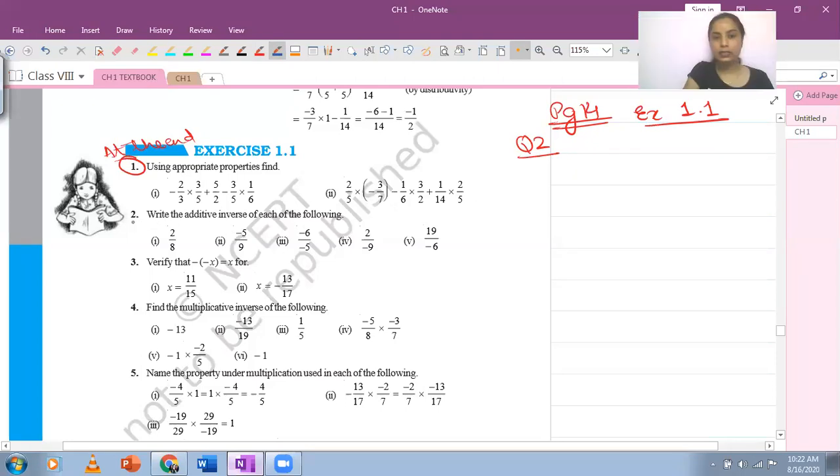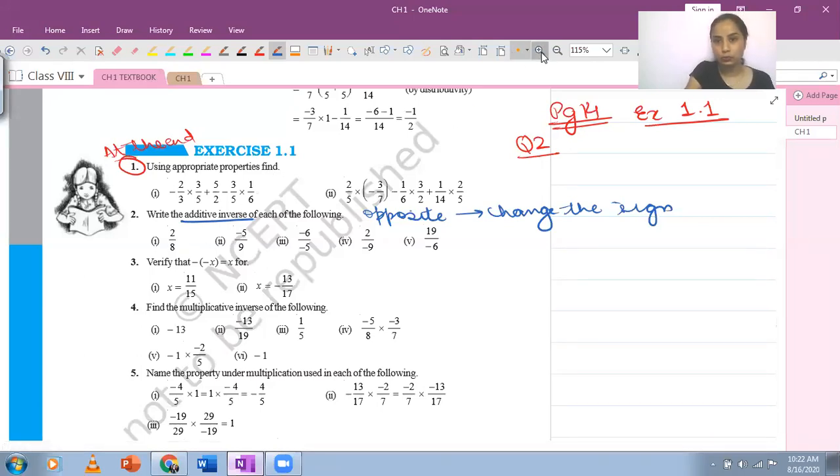So take a look at the second question. You want to write down the additive inverse of each of the following. Additive inverse means opposite. And to write down the opposite, you have to only change the sign. So you can do it right here or you can do it in your notebook, whichever way you want. आपको यहीं पे करना है या book पे कर सकते हो. Okay. So let's just write the answers here. I'll just zoom in a little.